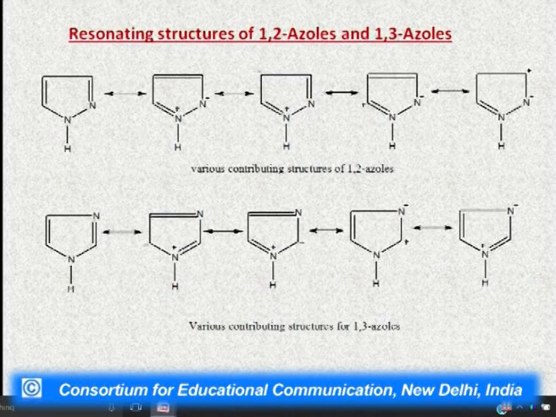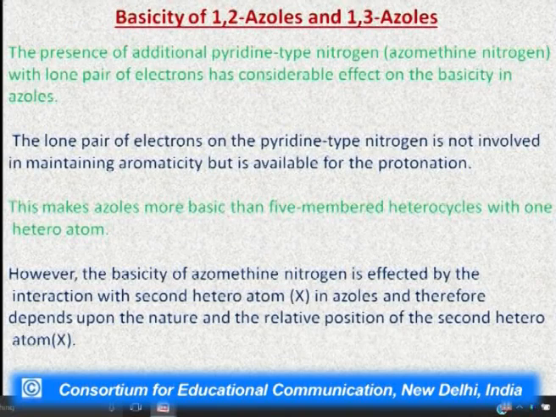Then comes the resonating structures of 1,2 and 1,3 azoles. Here you can see the resonating structures of 1,2 azoles. In the 1,2 azole, these dipolar or charged structures are present, which will contribute to the main resonance hybrid towards 1,2 azoles, and these resonating structures will contribute to the resonating structures for 1,3 azoles.